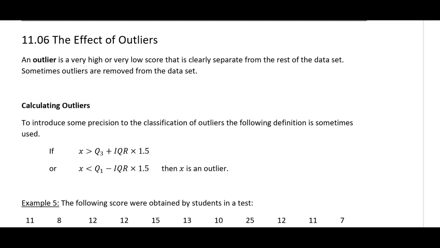Hello Year 12 and welcome to the sixth video for our first topic, normal distribution, and we are looking at outliers today and particularly their effect on the rest of the dataset. What is an outlier? Well, it's a score that's significantly higher or lower than the rest of the data.